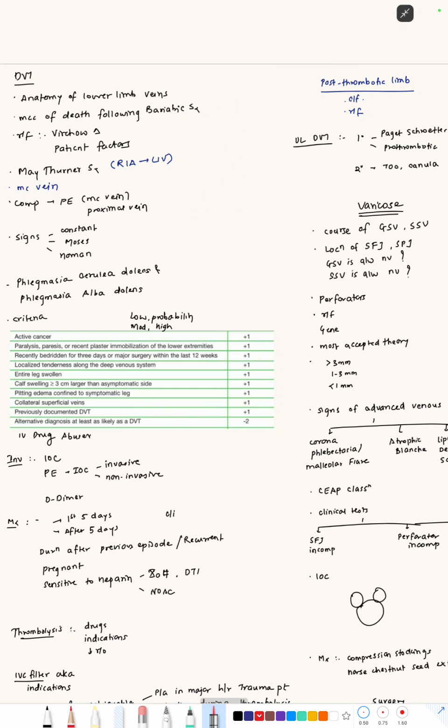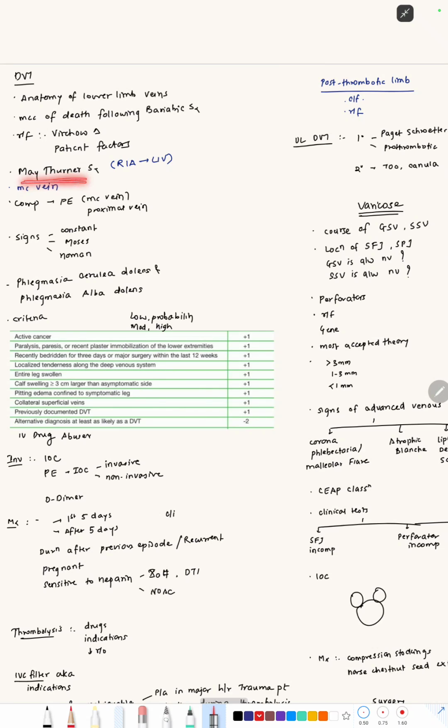Now, the most common cause of death following bariatric surgery is the deep vein thrombosis. Risk factor is Virchow triad. So in the Virchow triad, we know that it's the stasis of the blood or the sluggish blood flow, then increased coagulability, that is hypercoagulability, and endothelial injury. So this triad forms the Virchow triad, which is a risk factor for DVT. Then there are multiple patient factors like the age of the patient, then bedridden patient, female sex, high estrogen levels, OC pills. So these are the multiple patient factors that are responsible for DVT.